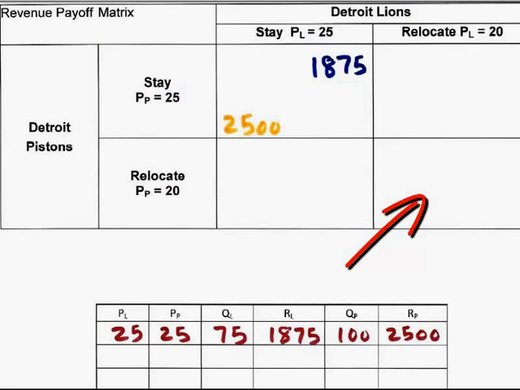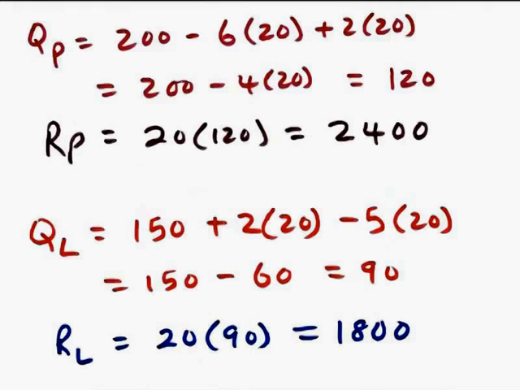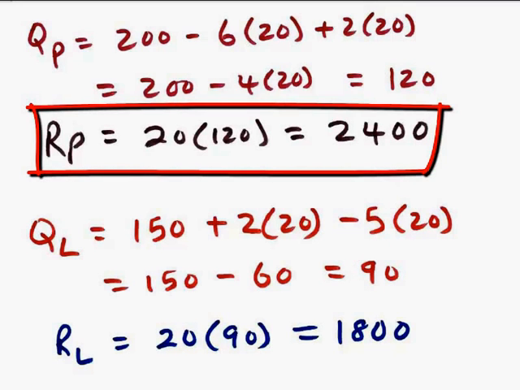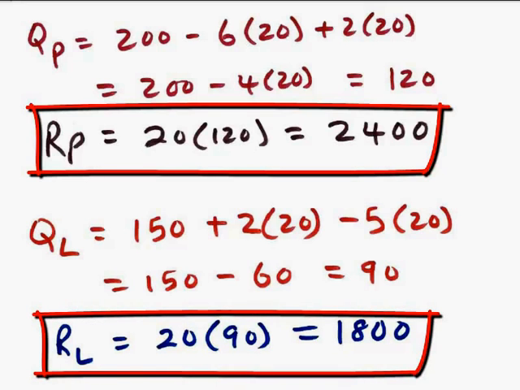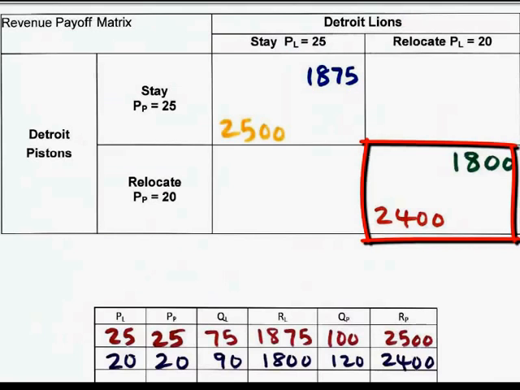We're going to work on the bottom right-hand cell where both prices are 20, and we see that by plugging in 20 for the prices, we can get quantity for the Pistons equal to 120 and quantity for the Lions equal to 90. The revenue for the Pistons will be 20 times 120 or 2,400, and the revenue for the Lions will be 20 times 90 or 1,800. We're going to enter those numbers into our matrix. Bottom left-hand corner, that's the revenue for the Pistons, and the top is the revenue for the Lions. So we have the top left and the bottom right cells filled in.